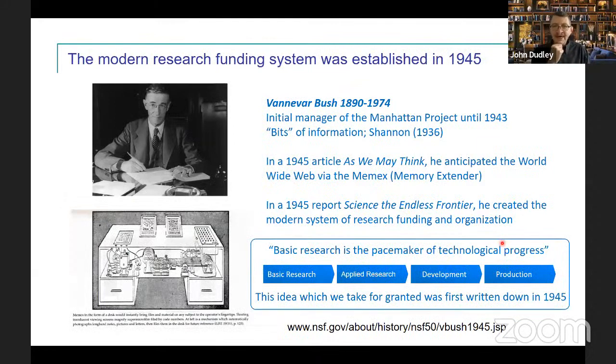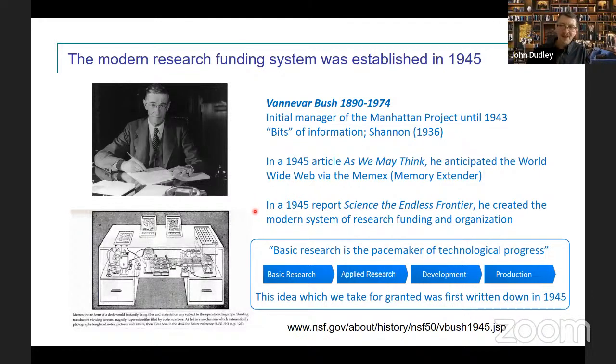Luckily, one of the most important people that you've probably never heard of, a scientist called Vannevar Bush, prevented that from happening. So he was the initial manager of the Manhattan Project. He was a visionary scientist. It was he who coined the word bit for information. He supervised Claude Shannon on an early project when Shannon was a student. And he ran and put into place all the organizational elements that allowed the science of the atomic bomb to be developed.